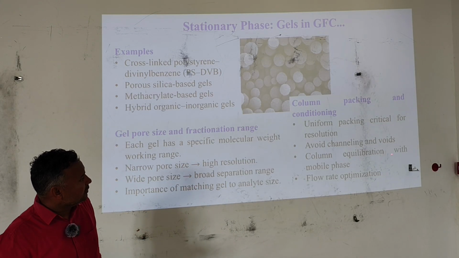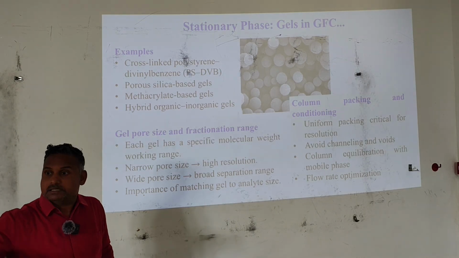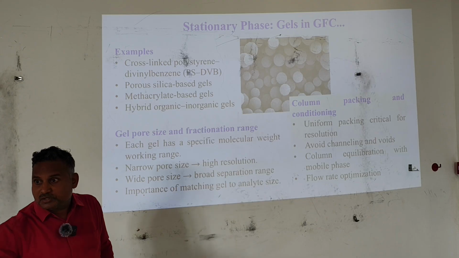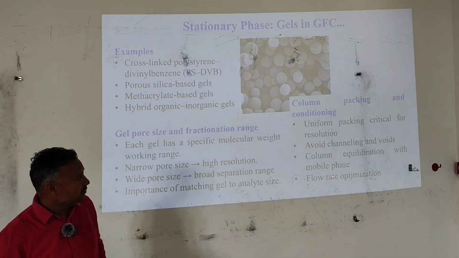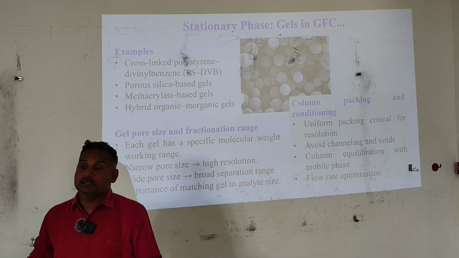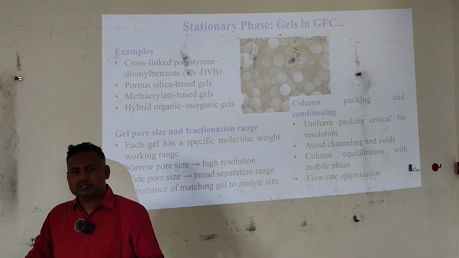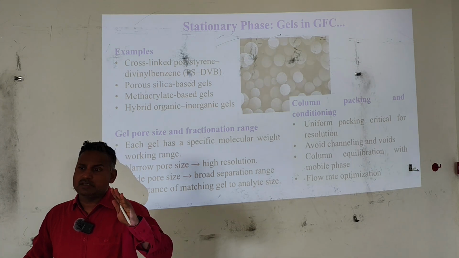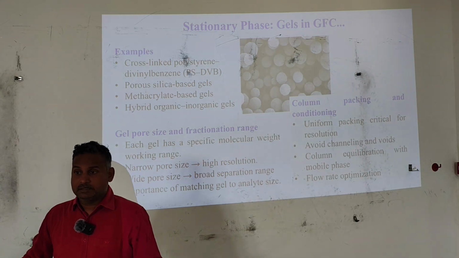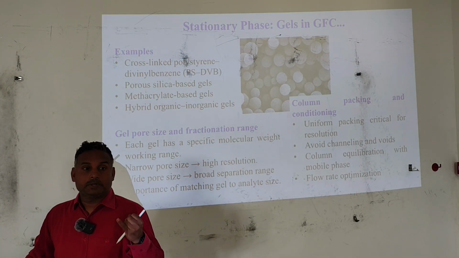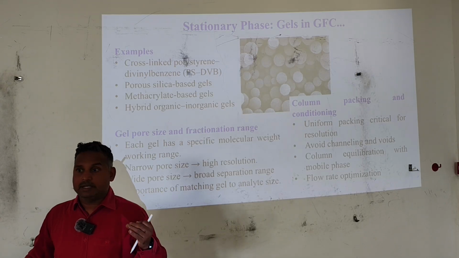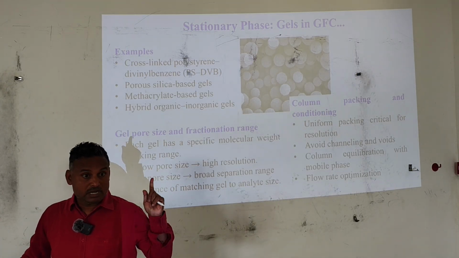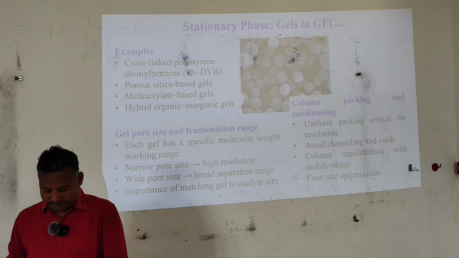Column equilibration with mobile phase. That means after column packing, you need to pass the solvent, the mobile phase, so that there will be equilibration with the mobile phase. Flow rate optimization: you also need to optimize the flow rate of the solvent. Of course, all that will be done using the pumping system. Volume control and pressure control will all be done using the pumping system which we have in the instrument.